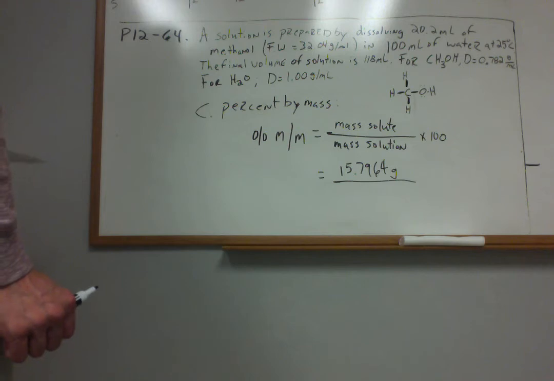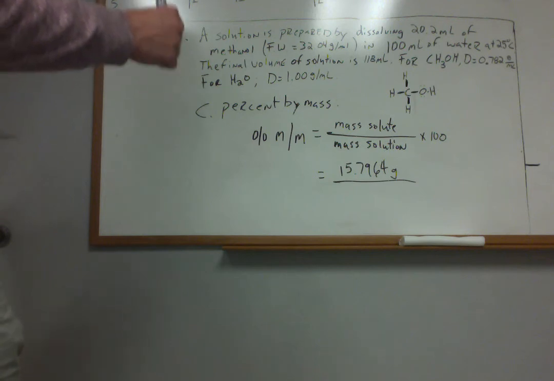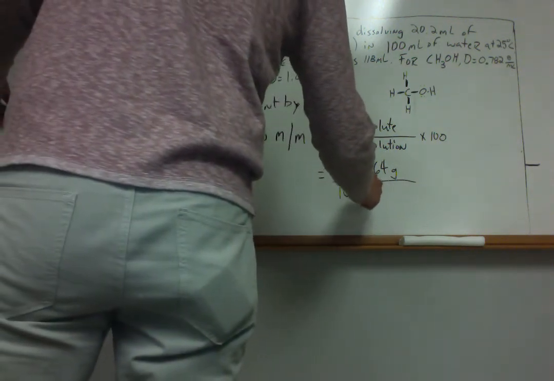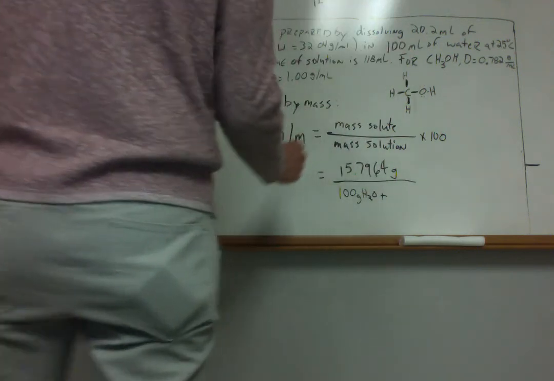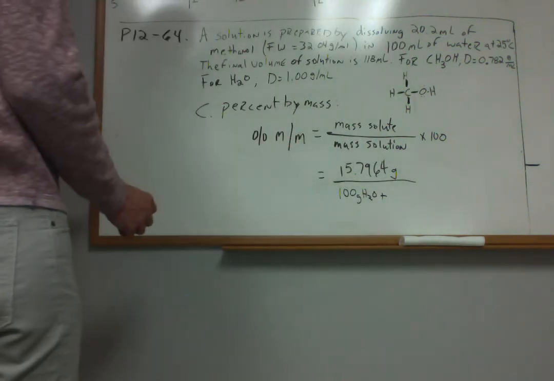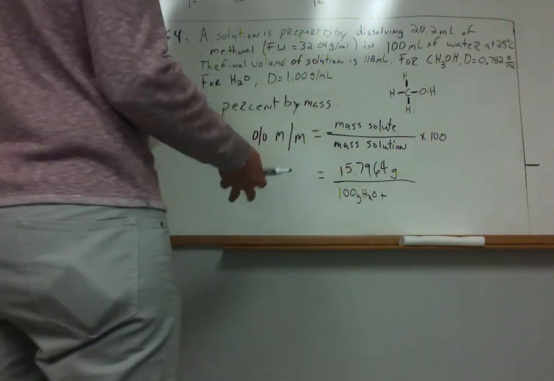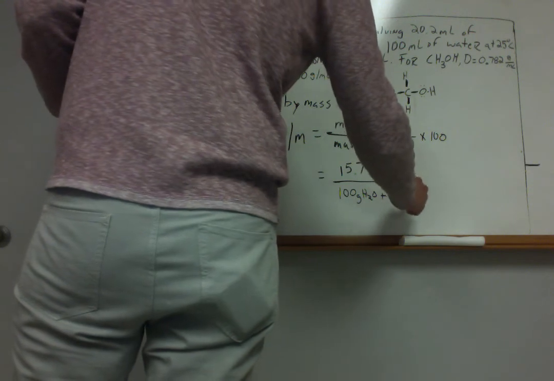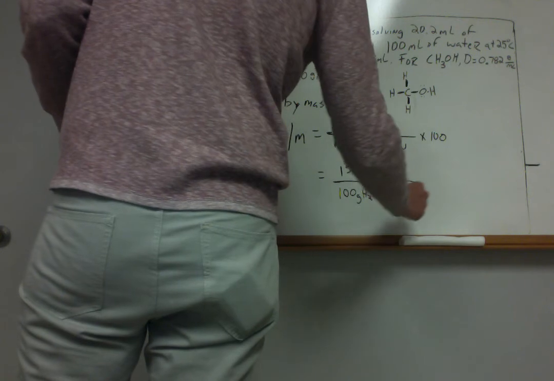Now, we didn't really figure out what the total mass of the solution was yet. In part B, when we were computing molality, we decided there was 100 grams of water present. And that was easy to figure out because we knew we had 100 milliliters and the density was exactly equal to 1. Okay, so we could compute the 100 grams. So that's very helpful because that's one component to our mixture. And the only other thing that's present that we were told is our methanol, which we know has a mass of 15.7964 grams.